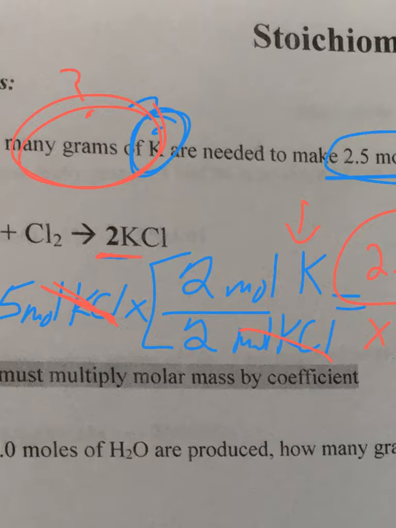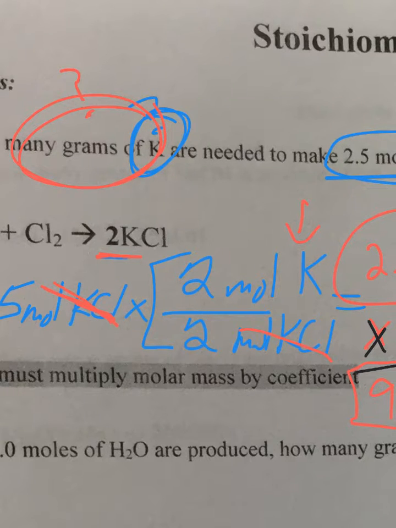What is my GFM for potassium? 39. Yep, 39. So 2.5 times your 39 is going to give you your grams of potassium. And that is what's going to be your total answer for that problem. So 2.5 times 39 is how much? 7.5? 97.5. What was that?